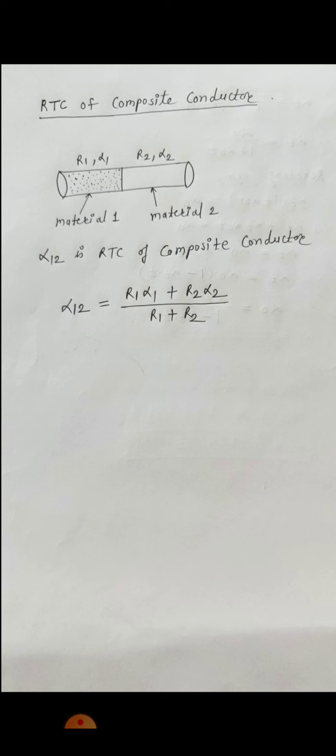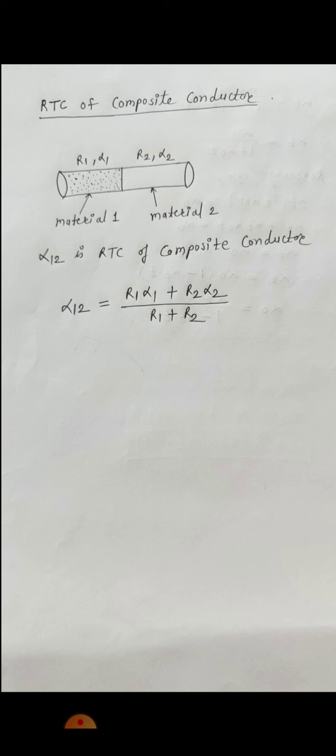Now next is RTC of a composite conductor. Here composite conductor means a conductor which is made up of two or more different materials. In this figure, this is a composite conductor which is made up of two different materials, material 1 and material 2. Material 1 has resistance R1 and RTC α1, and material 2 has resistance R2 and RTC α2. Now RTC of the composite conductor we denote by α12.